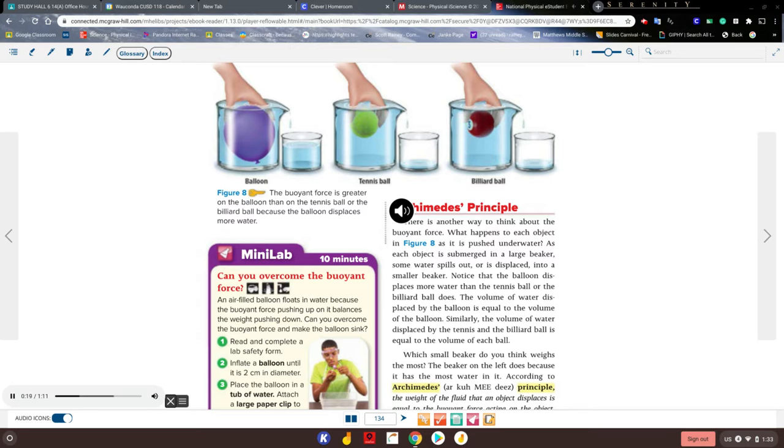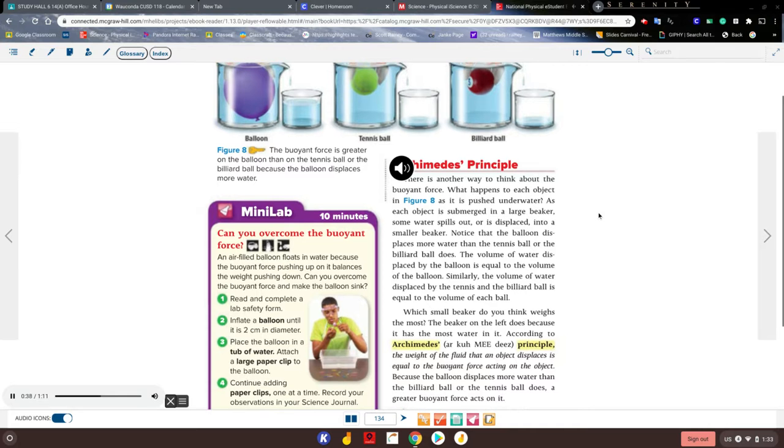Notice that the balloon displaces more water than the tennis ball or the billiard ball does. The volume of water displaced by the balloon is equal to the volume of the balloon. Similarly, the volume of water displaced by the tennis ball and the billiard ball is equal to the volume of each ball.